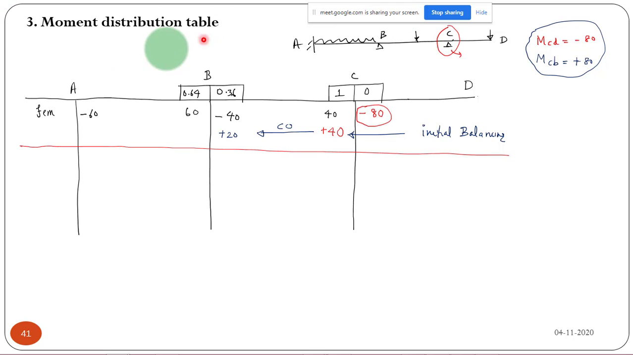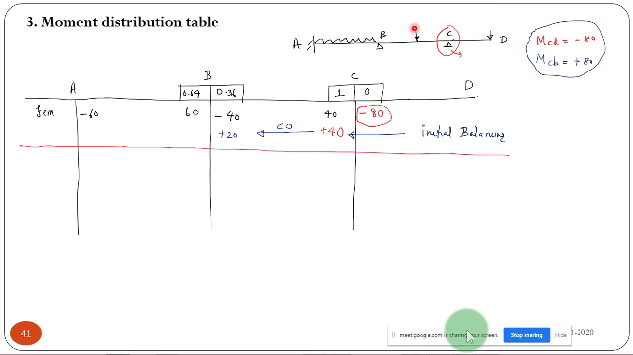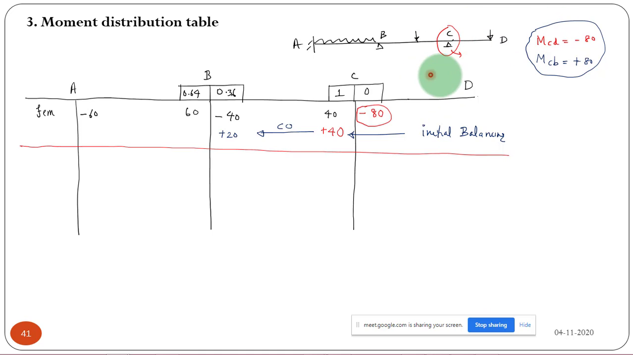The third step is the moment distribution table. This is also the same, you make the table. This is our beam ABCD. In this question, from the given loading, we already know the value of MCD. MCD is anticlockwise 80, so minus 80 kilonewton meter. This is the final value for your moment MCD. You write the FEM values first: minus 60, plus 60, minus 40, and plus 40.